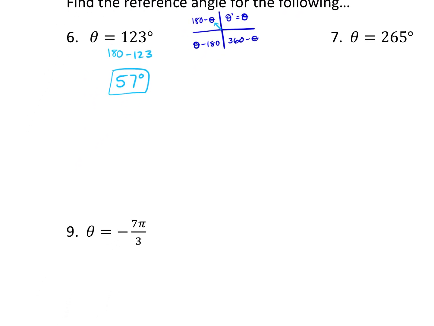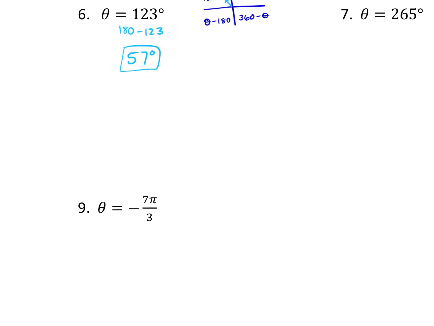Let's do number 9. So here it's a little bit harder to tell where our radian falls. So for negative 7 pi over 3, what would we need to do first? Convert. Let's convert it to degrees so we know what quadrant we're in. So we're going to multiply by 180 over pi. Pi's cancel. 3 goes into 180 60 times. So 60 times negative 7 would be what? What's 6 times 7? So negative 420.